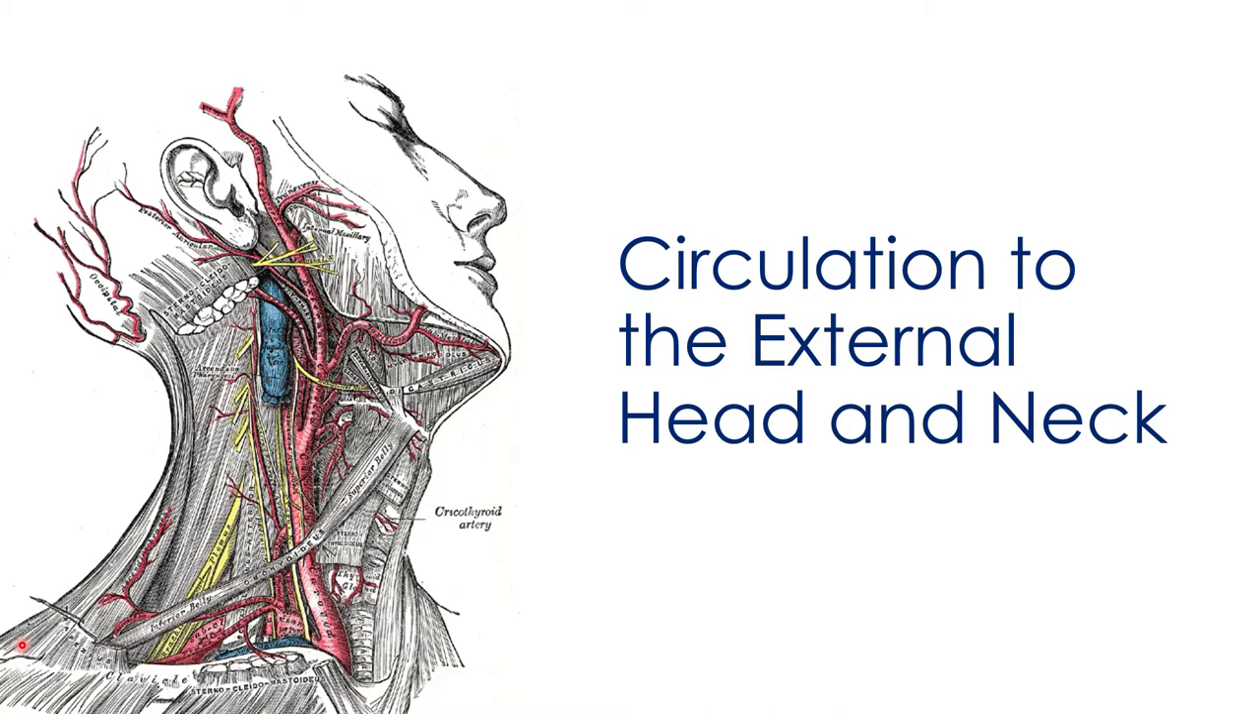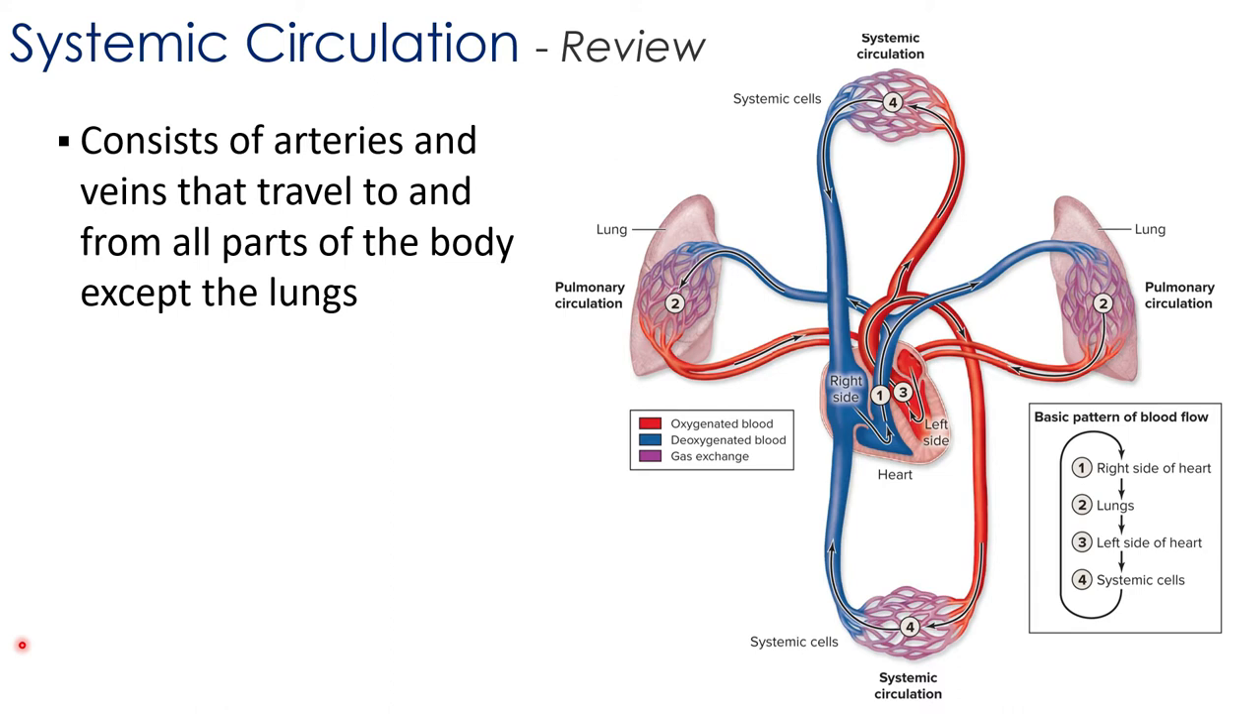So just as a quick review, we've previously talked about how the circulatory system has two circuits to it, a systemic circuit and a pulmonary circuit. And the systemic circuit consists of arteries and veins that travel to and from all parts of the body except for the lungs. So recall again that our pulmonary circuit starts here at the right side of the heart, leaves the heart, goes to both lungs and back, and then once it returns to the left atrium, we've officially entered the systemic circuit. And when we leave the heart through the aorta, then it's going to be heading out to the rest of the body and eventually return to the right atrium via the superior or inferior vena cava.